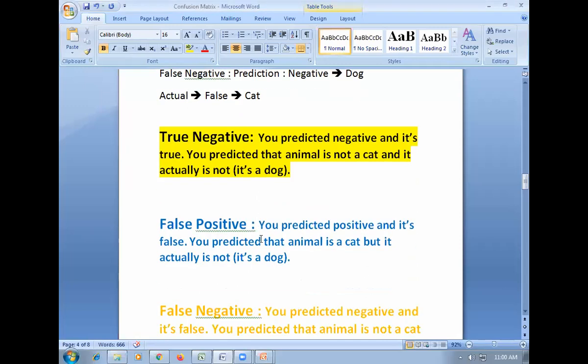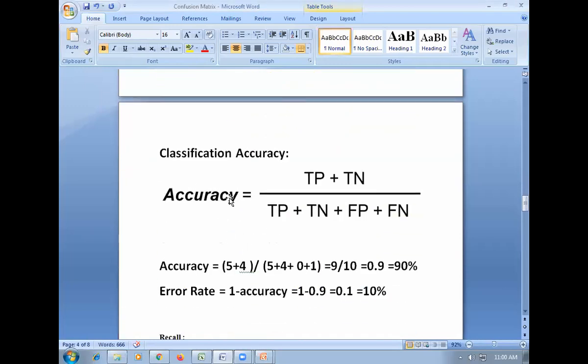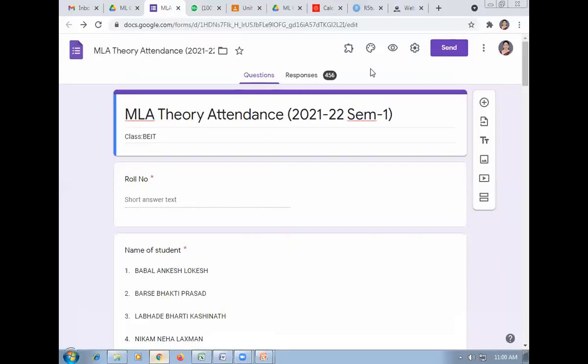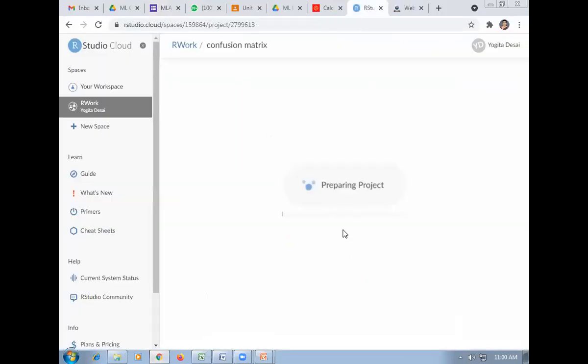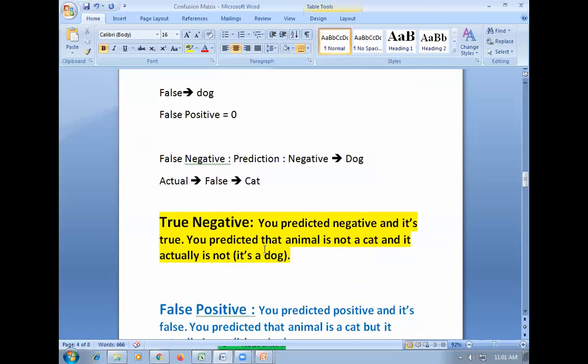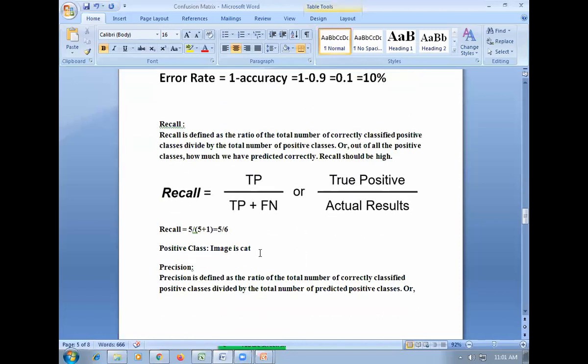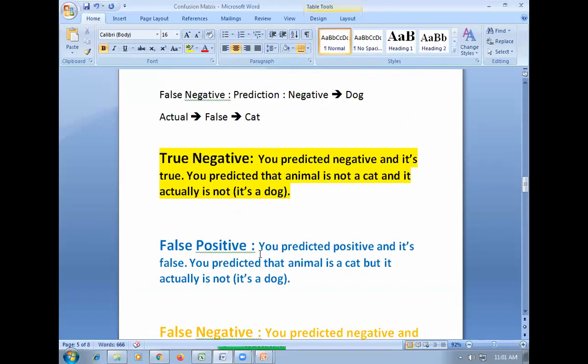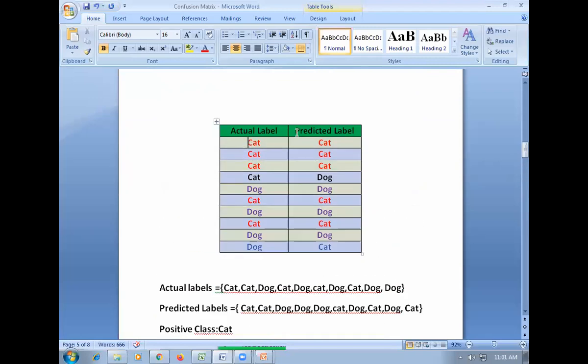Now we'll see how we can calculate it with the help of RStudio. Now we have in our hand the predicted class and the actual class. Predicted class values are this one, and actual class values are this one. So actual labels and predicted labels.